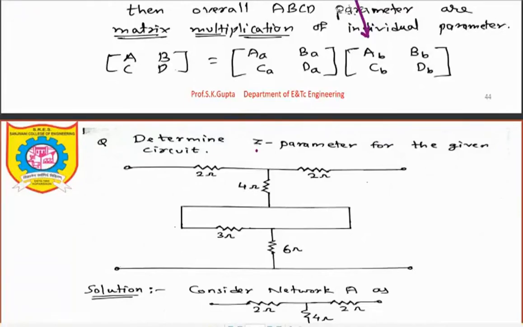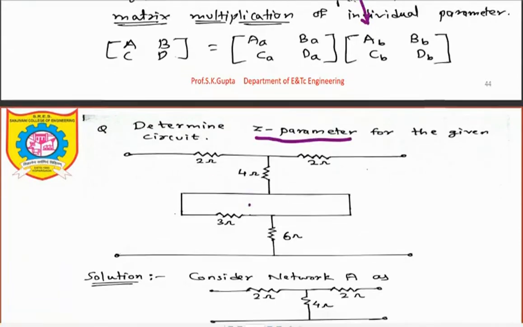Welcome all. Now let's see the example based on interconnection of two two-port networks. So we have to determine the Z parameter for the given circuit. What is your observation? Here is current I1. Here also current will be I1.